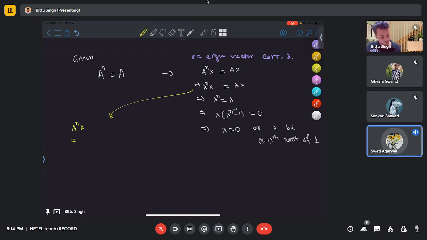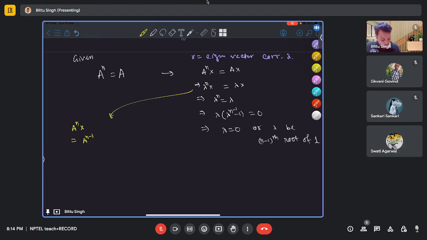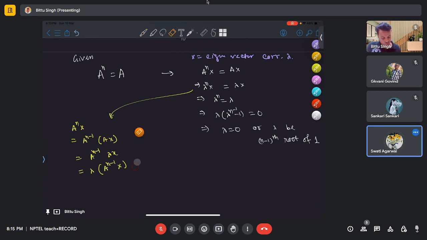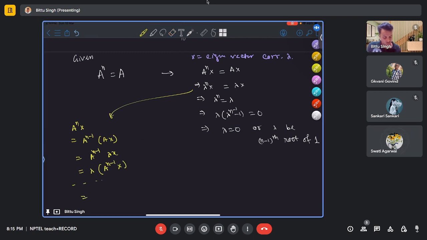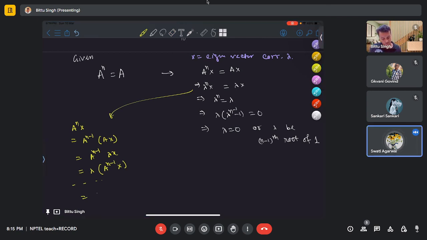Yeah, but A we cannot directly equate to lambda. You can write it as A to the power n minus 1 times x, right? Then what is Ax? By definition, this is lambda times x. So lambda times A to the power n minus 1 x. Now use induction. This will give lambda times lambda to the power n x.